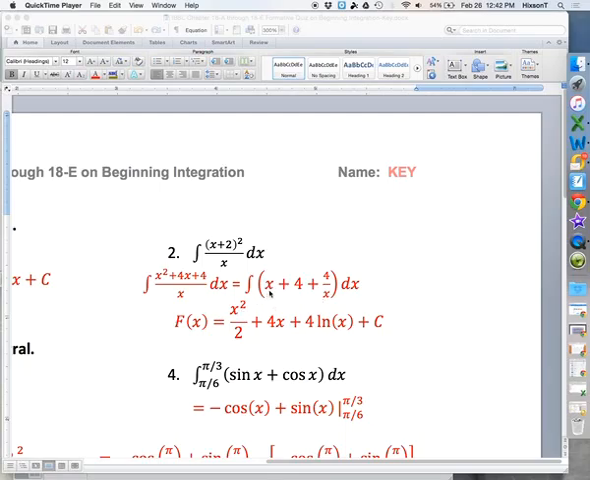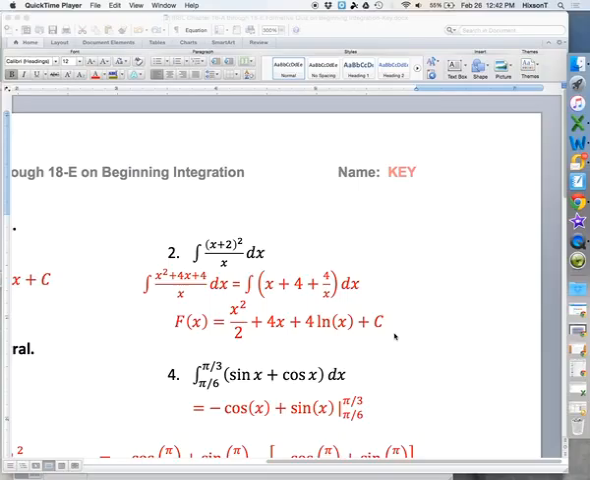Right? So we had x becomes x squared over 2. The constant 4 is now 4x. And here we need to see this as 4 times 1 over x. And the integral of 1 over x is ln of x. So it's 4 times the ln of x. Make sure the 4 goes on the outside, because the constant would be 4 times the integral of 1 over x. Was that your question there? Okay. So, just be careful with that one. And then, of course, plus c.